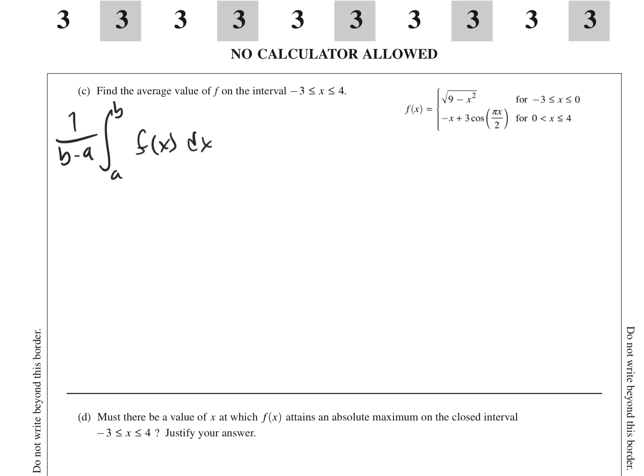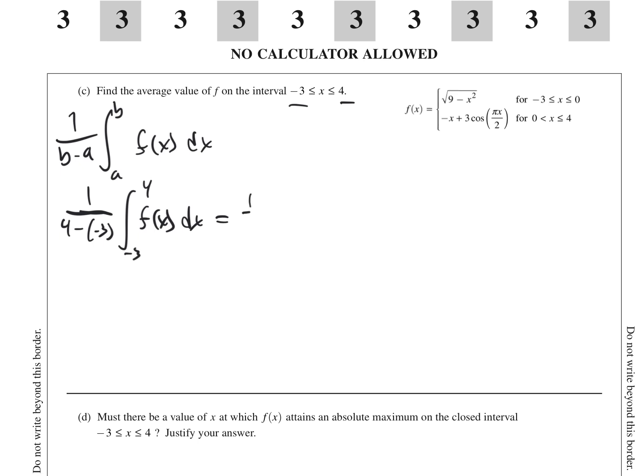Now let's do that. So we have 1 over b minus a. What is b and a? It's 4 minus -3, times the integral from -3 to 4 of f of x. Keep this real generic. Okay. Now, we need to figure out, well, how do we do that? Well, it's defined differently here. So this graph changes. Okay. So we need to break it up.